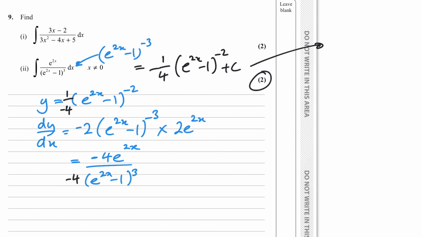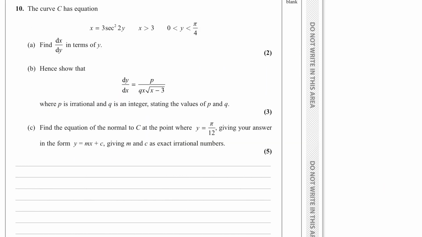Or a slightly better way might be, I've got minus, I've got 1 on the top, and I've got 4e to the 2x minus 1 squared plus c. And that might be a nicer way of writing it, but equally both are correct. So we have x equals 3 sec squared 2y, or a nicer way would be x equals 3 sec 2y squared.